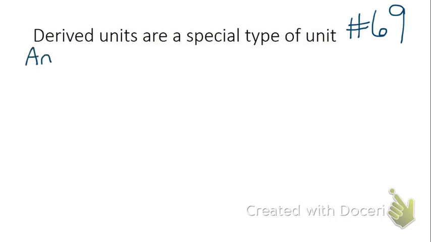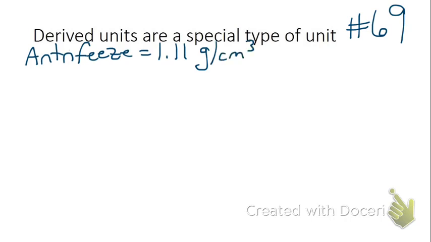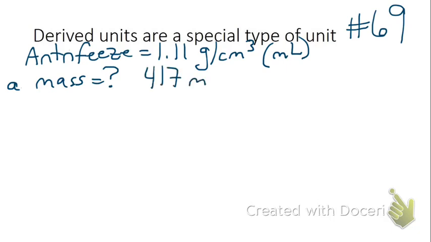So, antifreeze. Besides being poisonous, it has a density of 1.11 grams per centimeter cubed. And remember, we said a centimeter cubed is very similar to 1 mL. So, part A asks, what is the mass of 417 mL of antifreeze, or ethylene glycol?